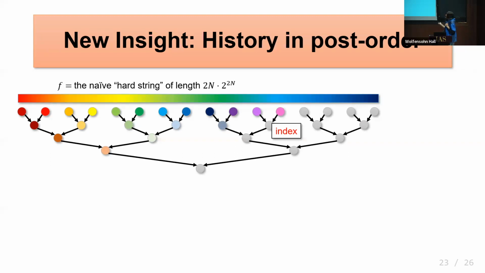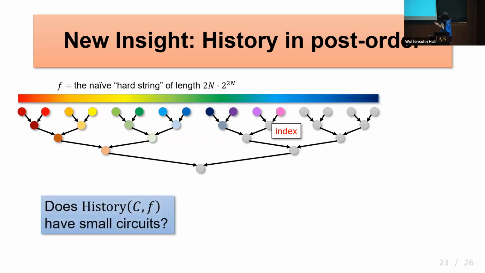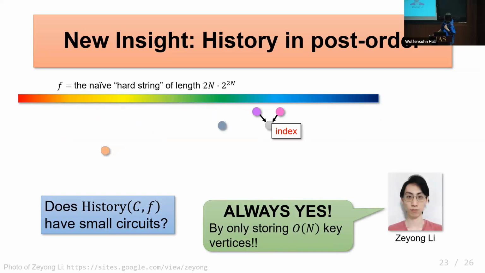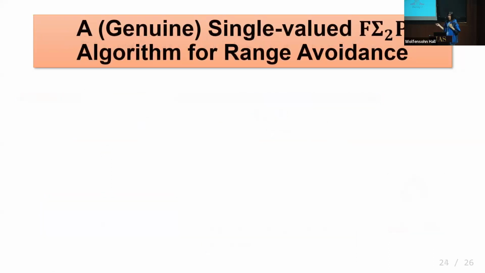So we just consider the history of Korten's reduction in this order, and it turns out that this history always has a small circuit. What you do is you just store the deepest nodes, and there are only a small number of deepest nodes. So this gives us a single-valued F sigma 2P algorithm for range avoidance.